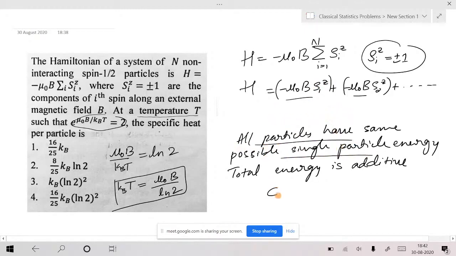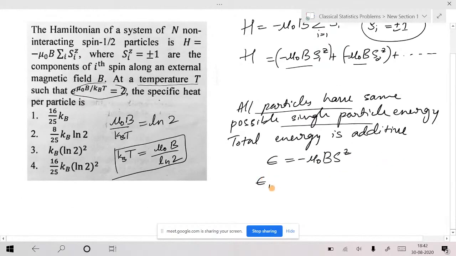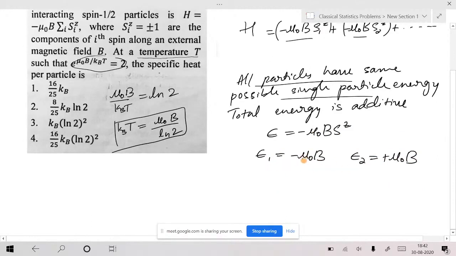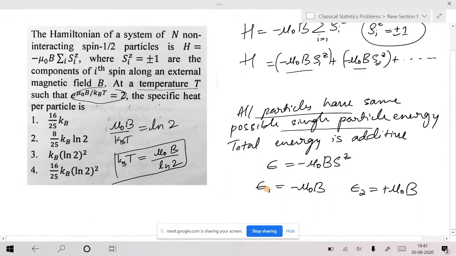What are those possible single particle energies? Let me write E equal to minus mu naught B S^z, where S^z is plus or minus 1. Let me write E1, the ground state, taking S^z equal to minus 1: E1 equals minus mu naught B. Another one is E2, equal to plus mu naught B. These are the single particle energies. The total energy is because of the addition of these kinds of energies, and each of those is probabilistic. Look here, a single particle has two possible energies, so these are the two possibilities.